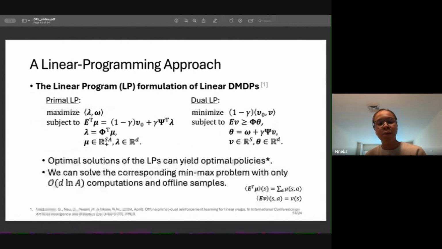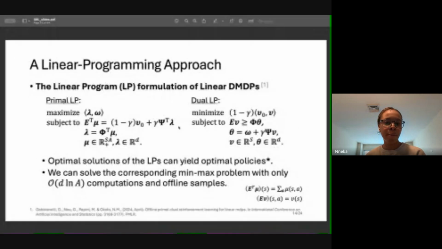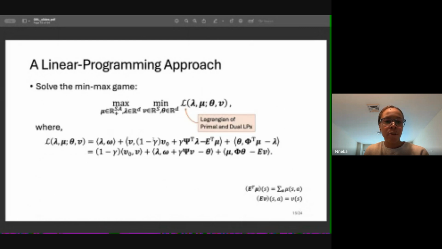And another thing to note, which has already been established, is that we can indeed approximately solve the corresponding min-max problem with only order D log A computations and offline samples. So basically not requiring a number of samples that depends on the number of states at all. And so actually the min-max game in question is the following, where now we have a max and a min over the Lagrangian, which is defined here.